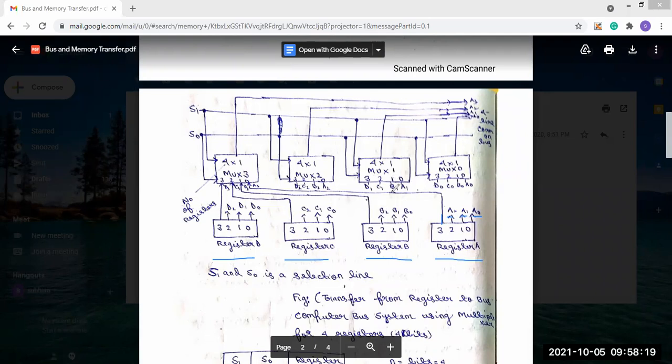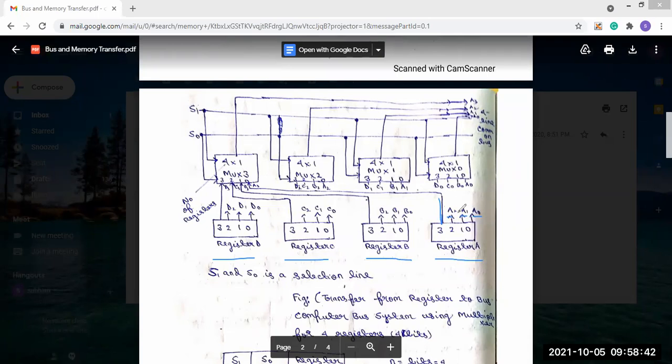Now we are considering this multiplexer as a 4 cross 1 multiplexer. That means there will be 4 inputs and only 1 output. Now you see A3, there will be like A0.